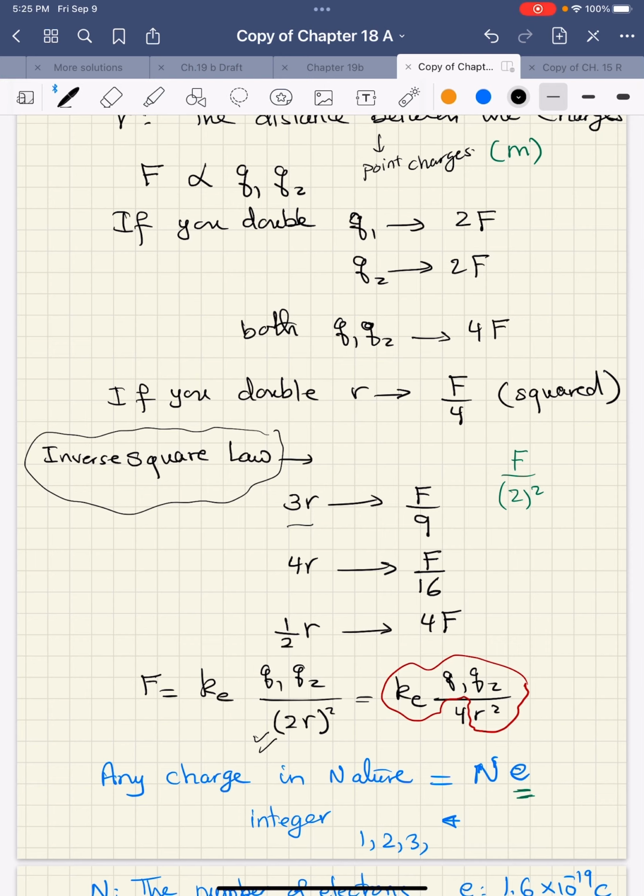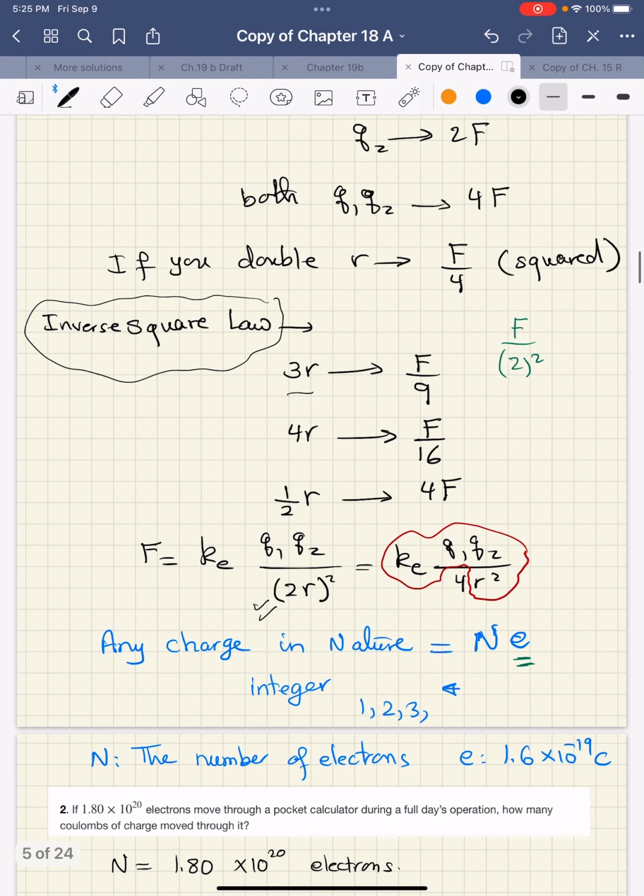One more thing that needs to be mentioned: any charge in nature has to do with the electronic charge. It is N, an integer number, which is 1, 2, 3, 4, or 5, times the electronic charge, which is 1.6 times 10 to the negative 19 coulombs.